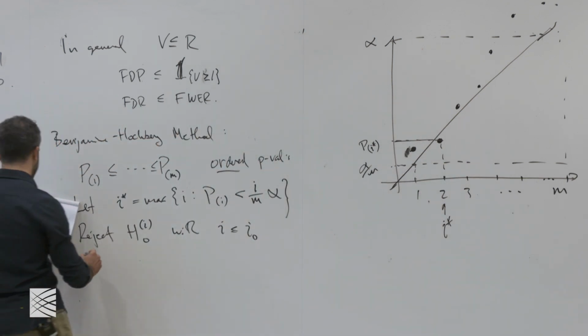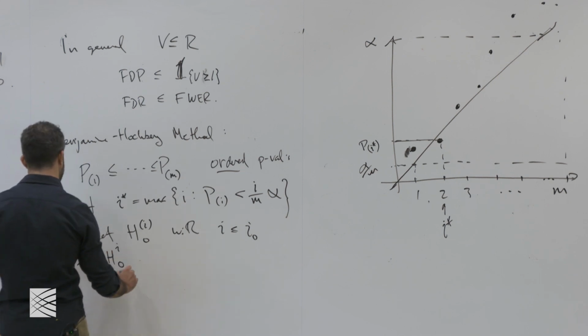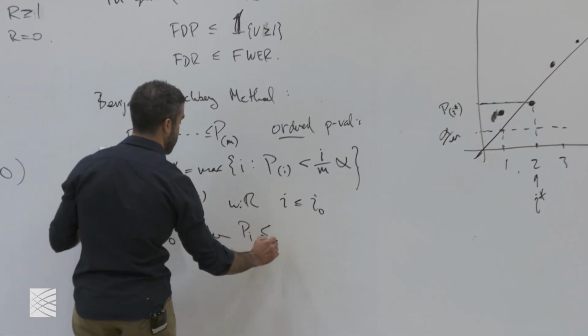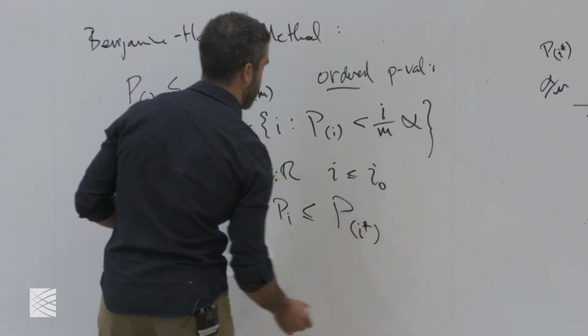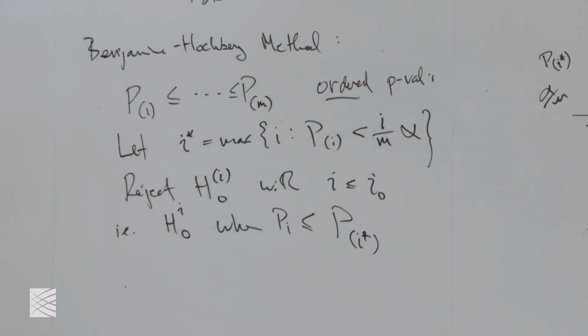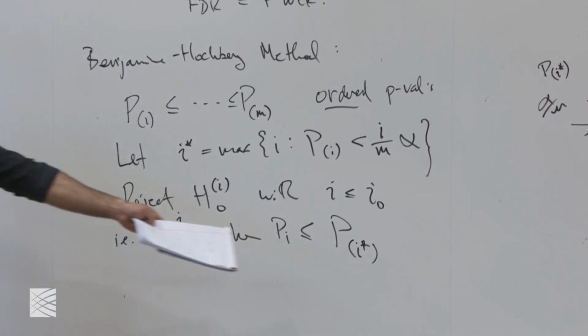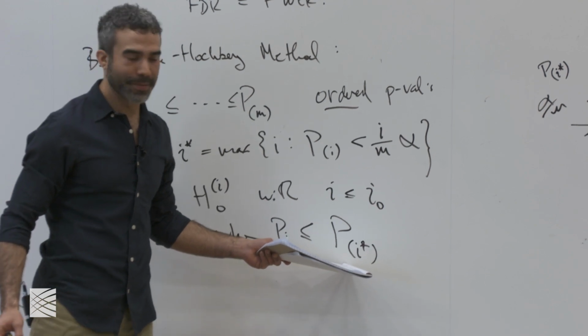Okay, so, or another way of putting it, if you want to go back to the original indices, is that I reject whenever the p-value is less than this BH threshold. The threshold is data dependent, which is kind of funny. That's a property of this algorithm.